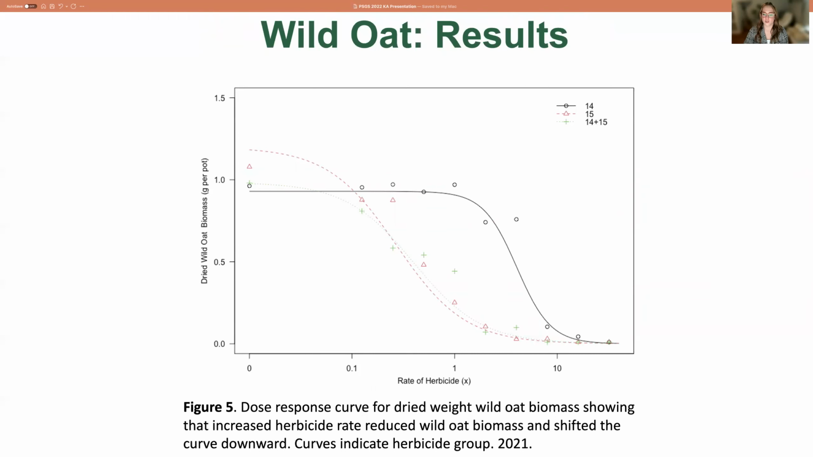The ED50 of group 14 equaled a 72.7 gram rate, while group 15 equaled a 16.2 gram rate, and the combined equaled a 31.2 gram rate, with 7.2 grams being group 14 and 24 grams being group 15. Looking at the figure, increasing herbicide rate decreased wild oat biomass, shifting the curves downward. In the plot, the combined and group 15 follow the same trend and are similar to one another. However, group 14 does not begin to decline until the 1x herbicide rate.